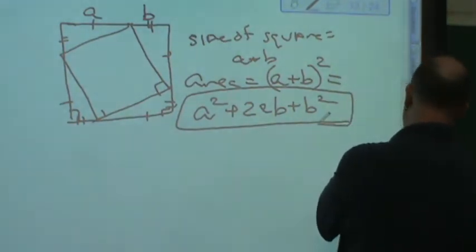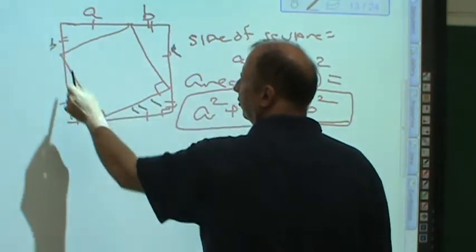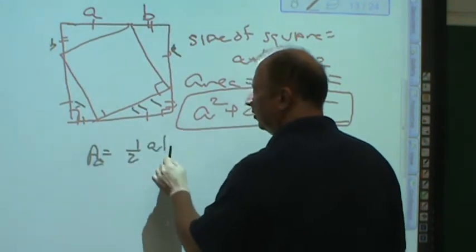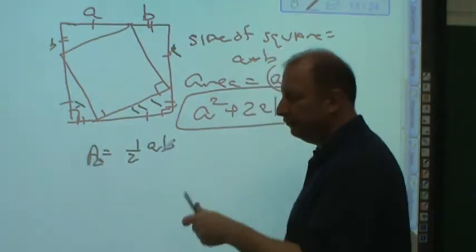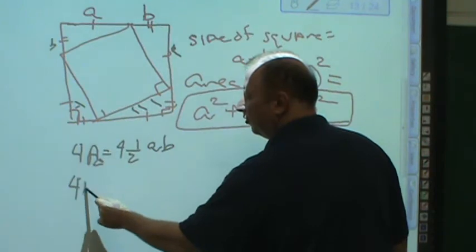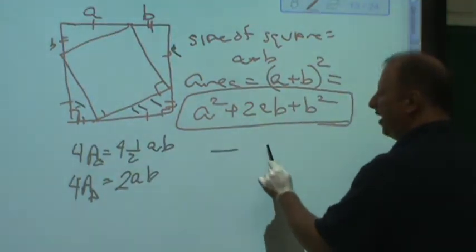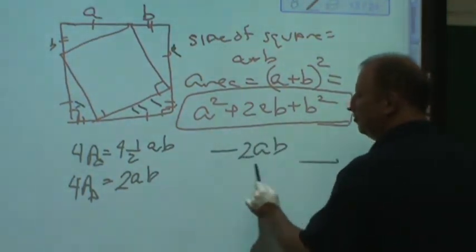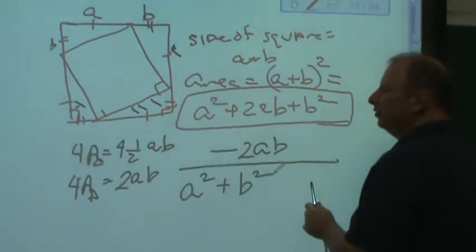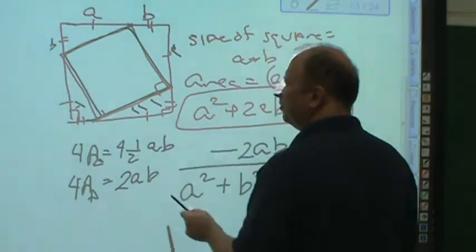Now let's look at the areas of the triangles. Well, the area of one triangle is 1/2 AB. But I have how many triangles? 4 of them. So I will multiply both sides by 4. So the area of the 4 triangles is equal to 2AB, which I'm going to subtract from here. Let's look at what I'm left with. A squared plus B squared. So the area of this inside square is A squared plus B squared.